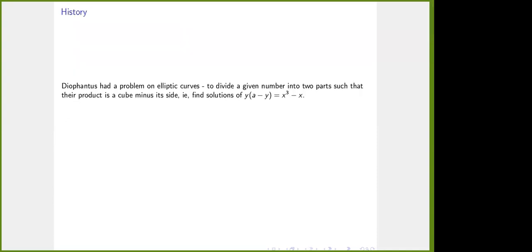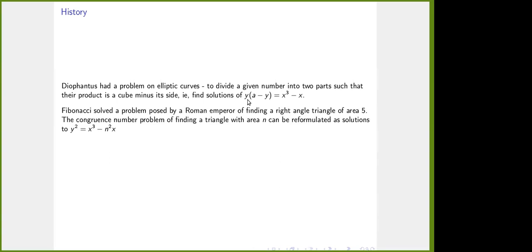I'll just mention a little bit of history. Diophantus, whose name is the origin of Diophantine equations, already had a problem on elliptic curves in his Arithmetica. There was a problem posed by a Roman emperor of finding a right-angled triangle of area 5, and Fibonacci won that challenge, I think. This is the congruent number problem.